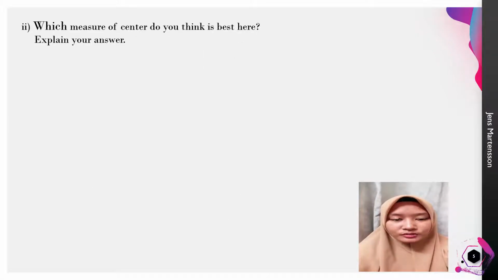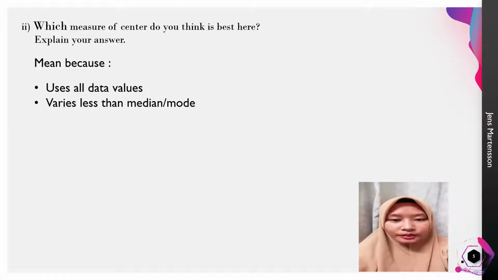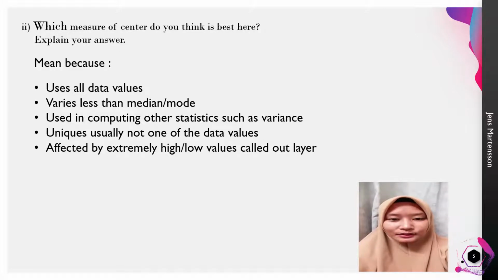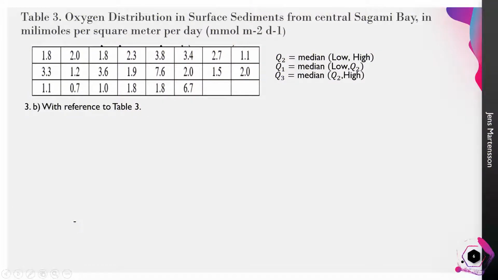Last question. Which measure of center is best here? Explain your answer. So my answer is mean because it uses all the data values, varies less than the mode or median, and the other answer. Thank you. Let's proceed to question number 3.